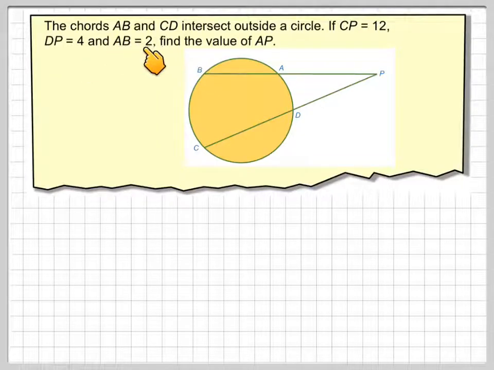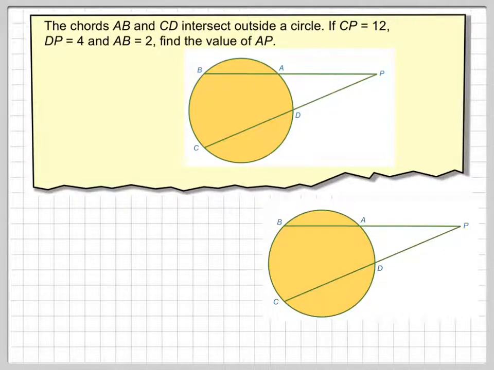The chords AB and CD intersect outside the circle. If CP is 12, DP is 4 and AB is 2, find the value of AP. So if we take a diagram, we should annotate that carefully.